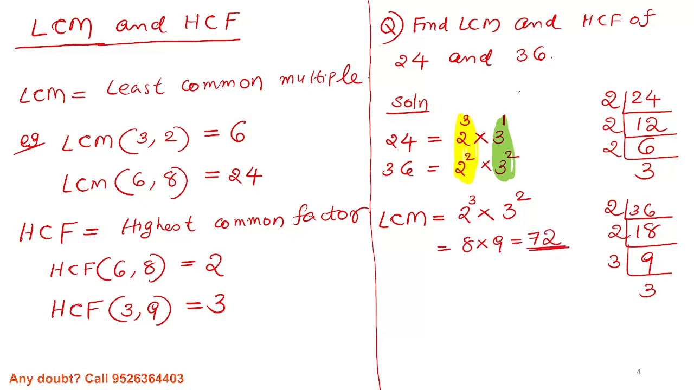I will explain plenty of problems in the next class. In today's class I have selected a very simple question. Then HCF, highest common factor. For writing highest common factor, select the smallest number. 2 cube and 2 square, which is smallest? 2 square is the smallest. 3 raised to 1 and 3 square, which one is smallest? 3 raised to 1. So 12 is the HCF. You can check it.